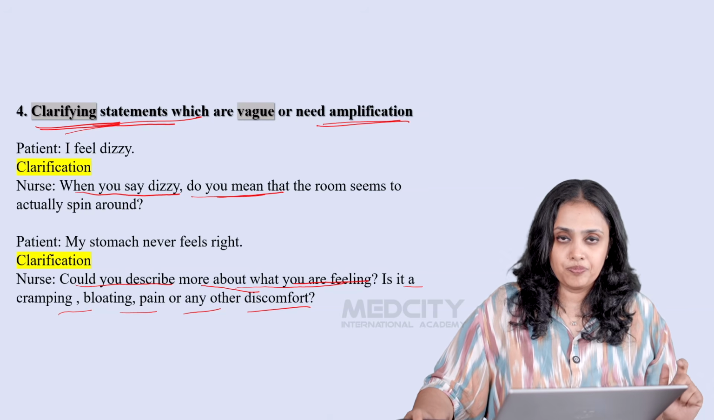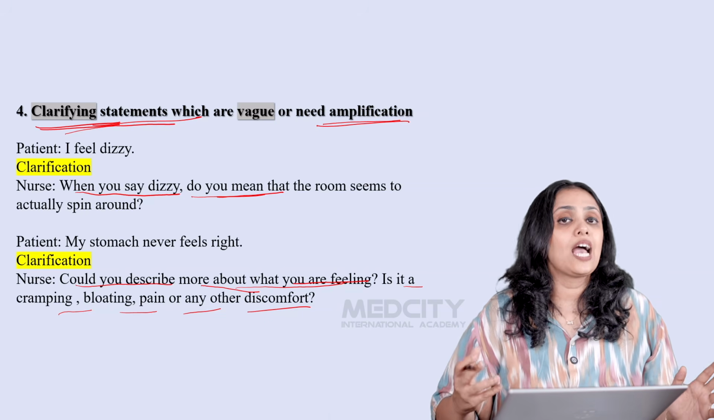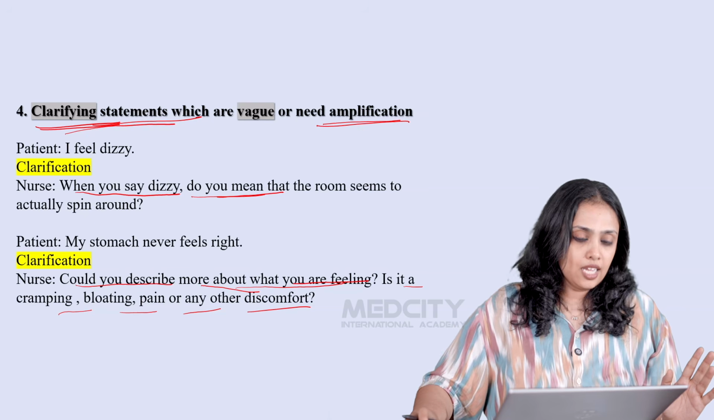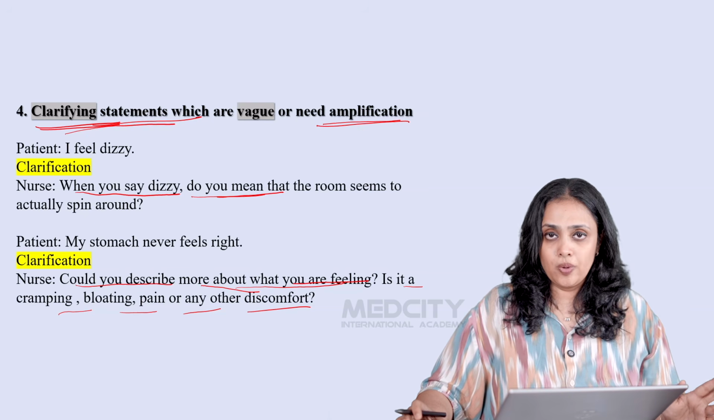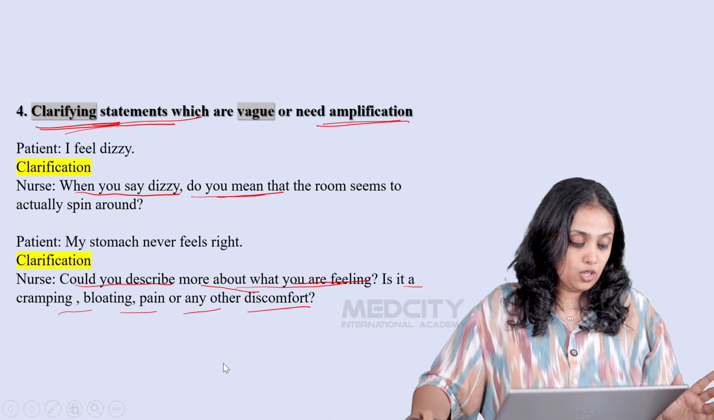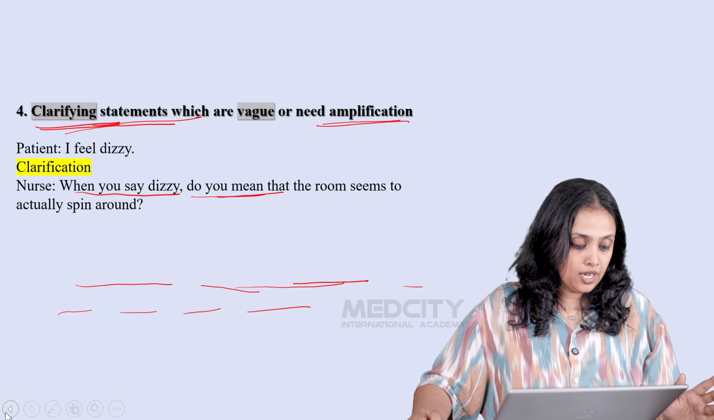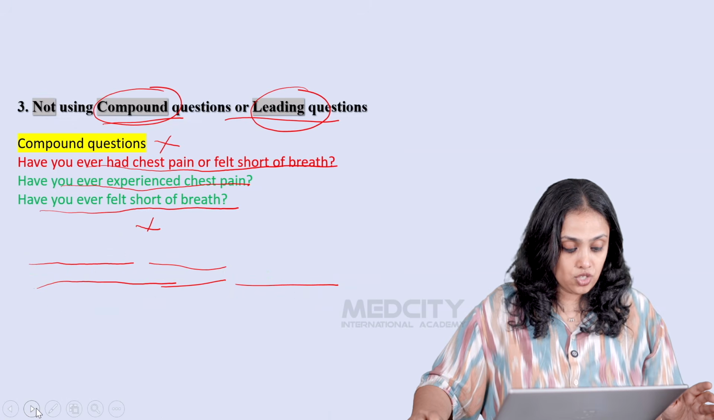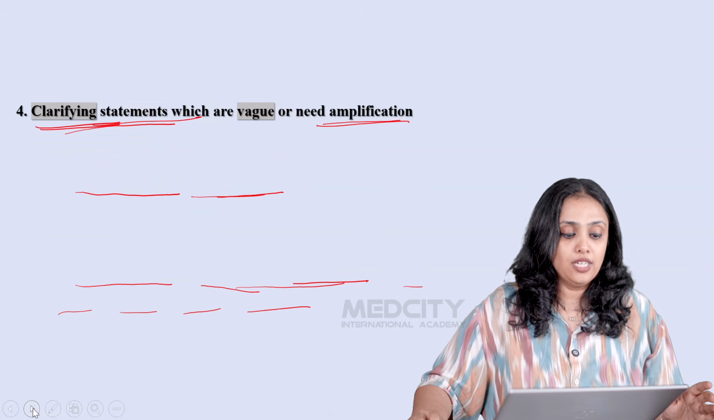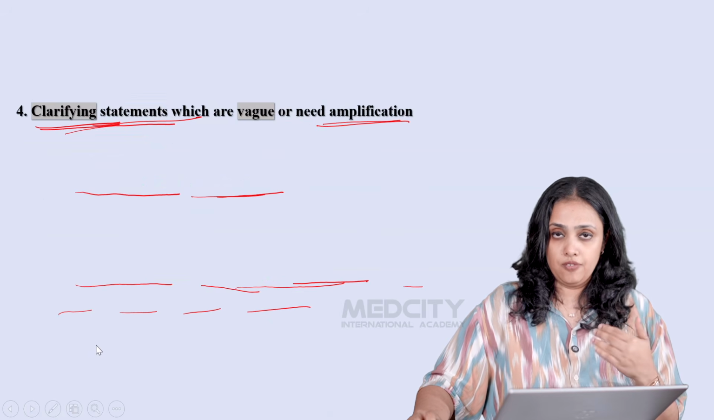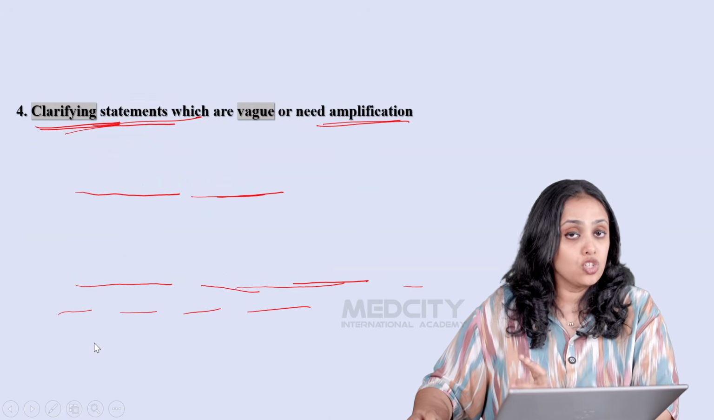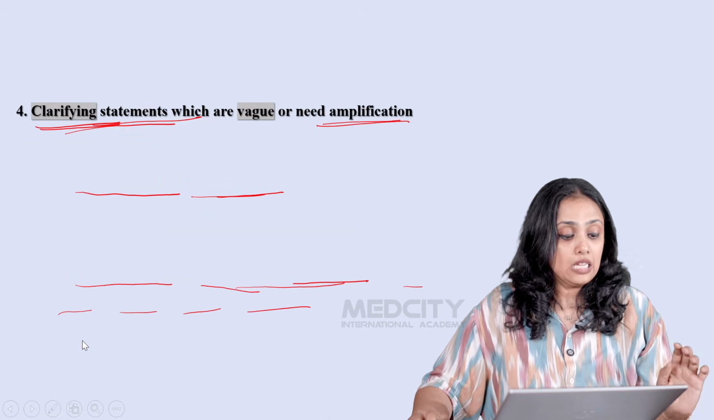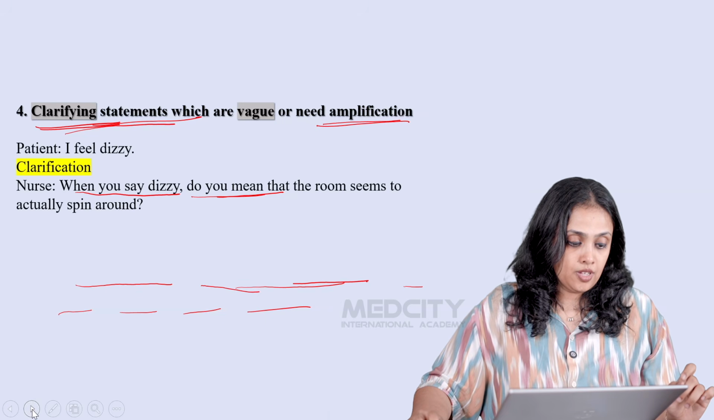The first one was using active listening techniques and minimizing interruption. Then the second one was beginning with open-ended questions and then moving on to close-ended questions. Then the third one was not using compound questions or leading questions. And then the fourth one, clarifying if the response given by the patient is not clear or is vague, go further with clarifying statements.